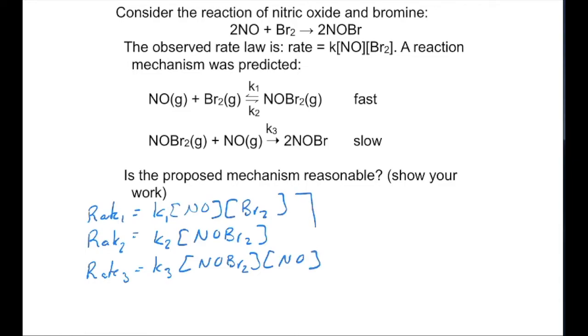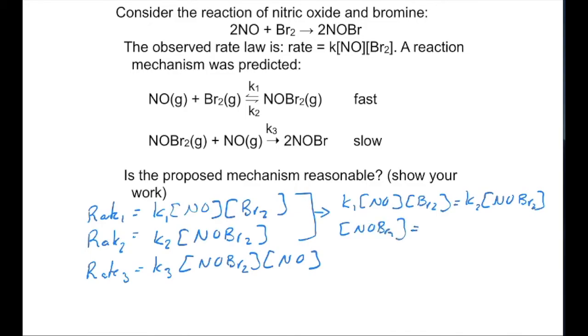Okay, and we're going to consolidate these ones again since those are the reversible reactions. We're going to solve for the intermediate, NOBr2. So let's first write it as K1 times NO times Br2 equals K2 times the concentration of NOBr2. And then NOBr2 equals K1 over K2 times NO concentration times concentration of Br2.